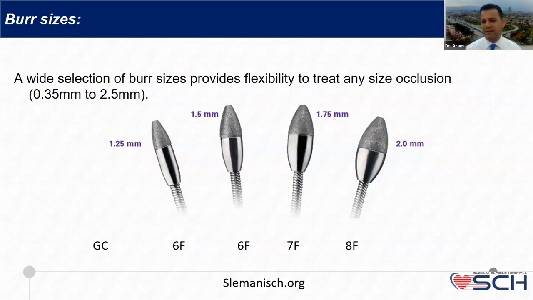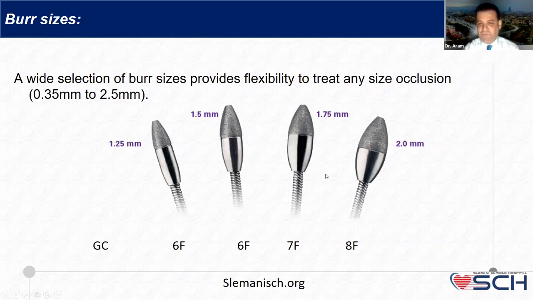There are a few cases that need 1.75 or 2 millimeter, because the ratio of the burr to the vessel size should be 0.5 or 0.6 to 1. It's unlike shockwave lithotripsy, where the size of the balloon should be 1 to 1 with the size of the vessel. While in rotablator, the burr size should be 0.5 to 0.6 to 1. For instance, if your vessel is 3 millimeter, a 1.5 burr is fair enough to do the job. If your vessel is 2.5, a 1.25 millimeter burr is fair enough.